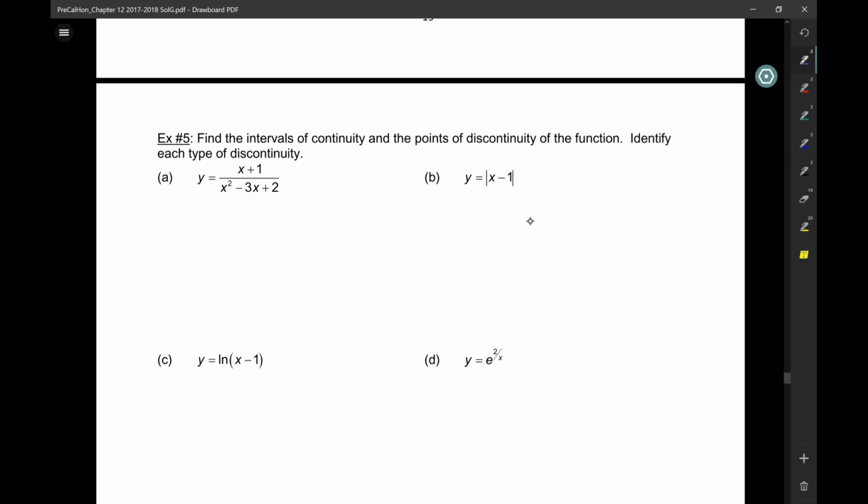I'm trying to rush a little bit. Okay, so find the intervals of continuity and the points of discontinuity and identify each type. So here's how we do this.